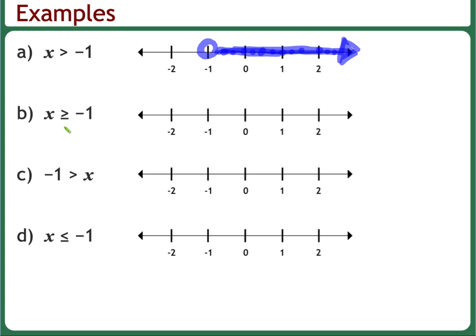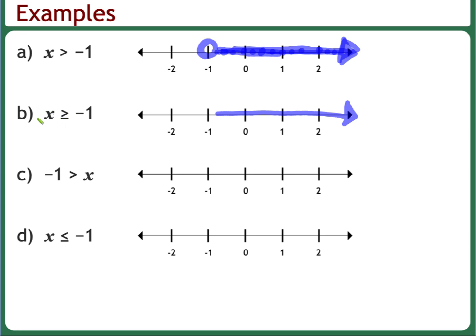All right, so B is a little bit different. Here we have x is greater than or equal to -1. So again, we have all the values that are greater than -1. However, this time we have the equal bar here.